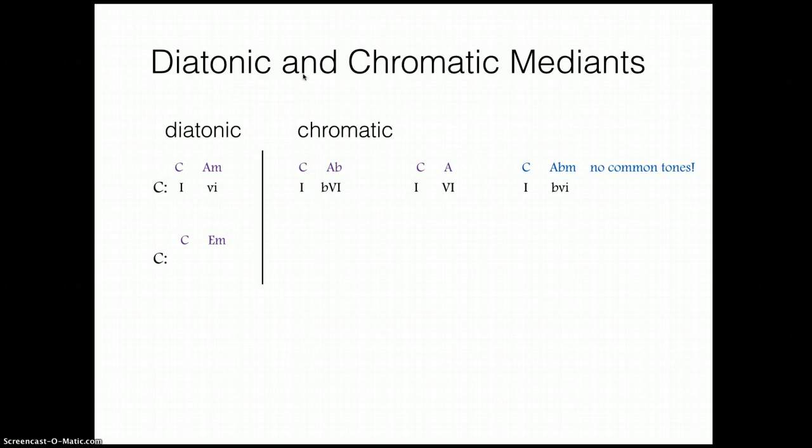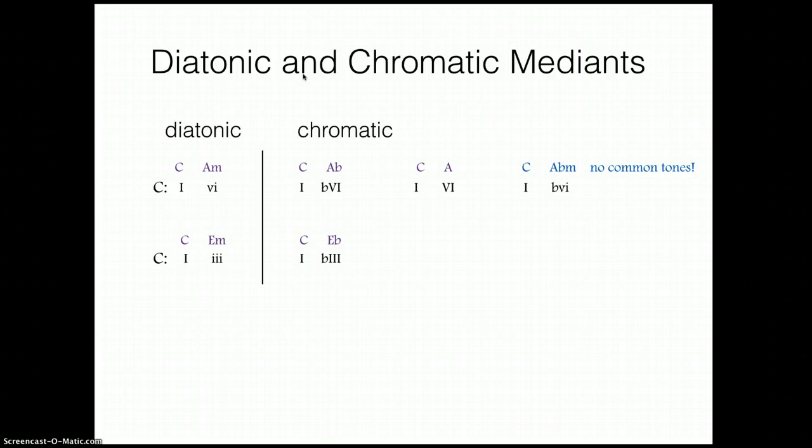Our other mediant is above do, right? Do to mi. And here we have C to E minor, right? 1 to minor 3. We've learned again through mode mixture that one can use may instead of mi as the chord root, and then one ends up with C to E flat major, or 1 to major flat 3.